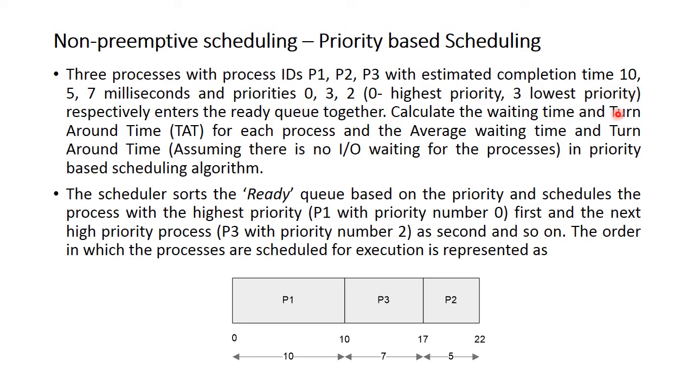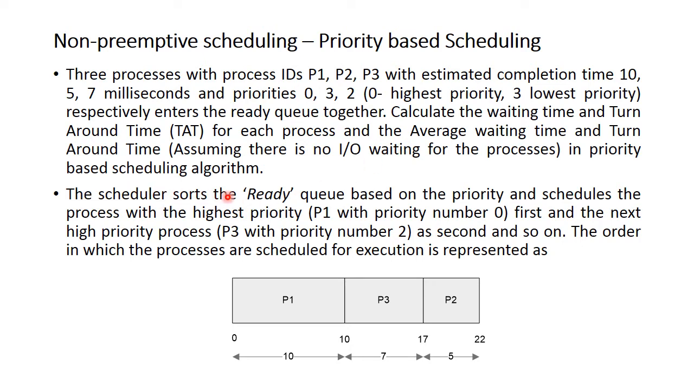Calculate the waiting time and turnaround time TAT for each process, and the average waiting time and turnaround time, assuming there is no IO waiting for the processes in the priority based scheduling algorithm. So processes need not wait for the input output devices for execution. They can be readily executed. They are mainly CPU oriented.